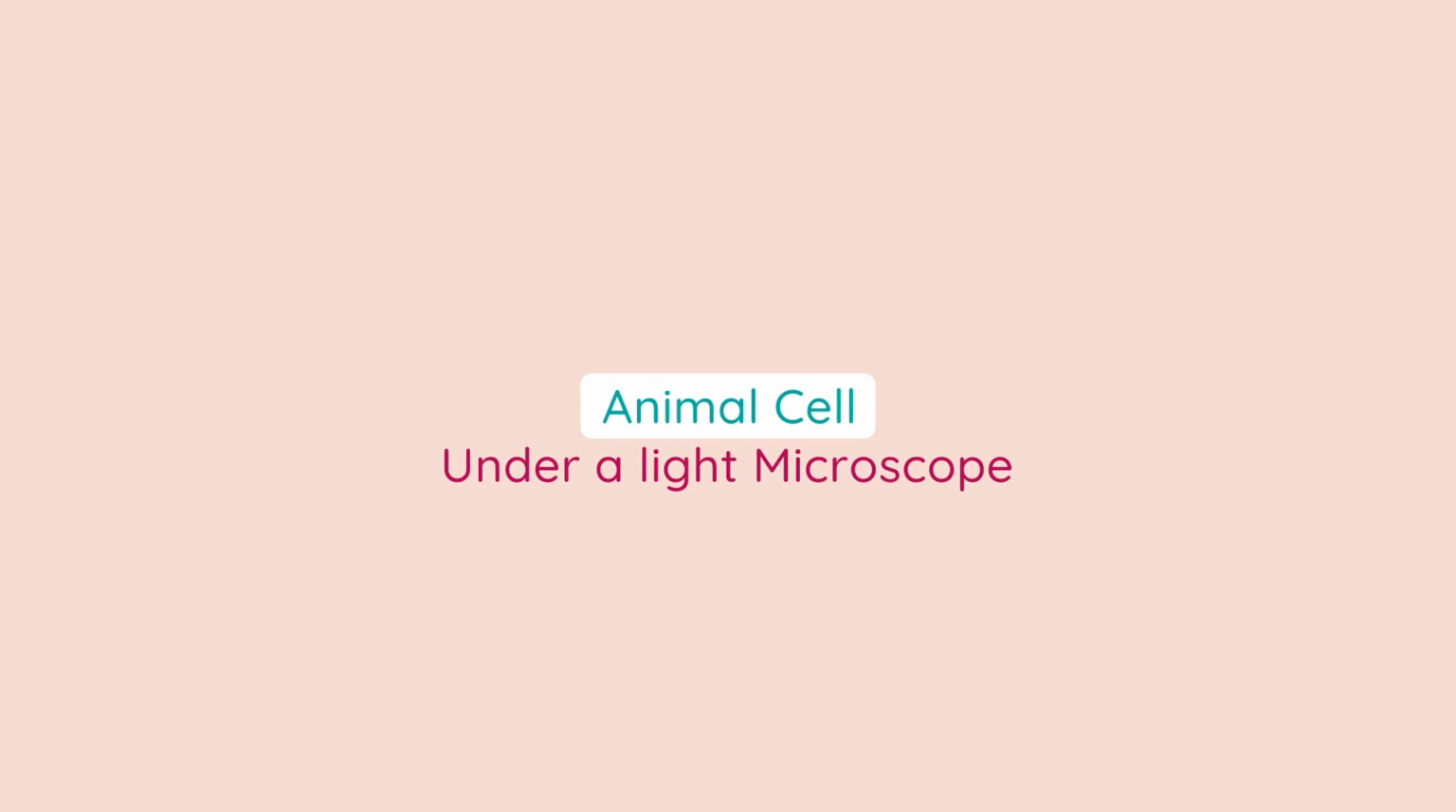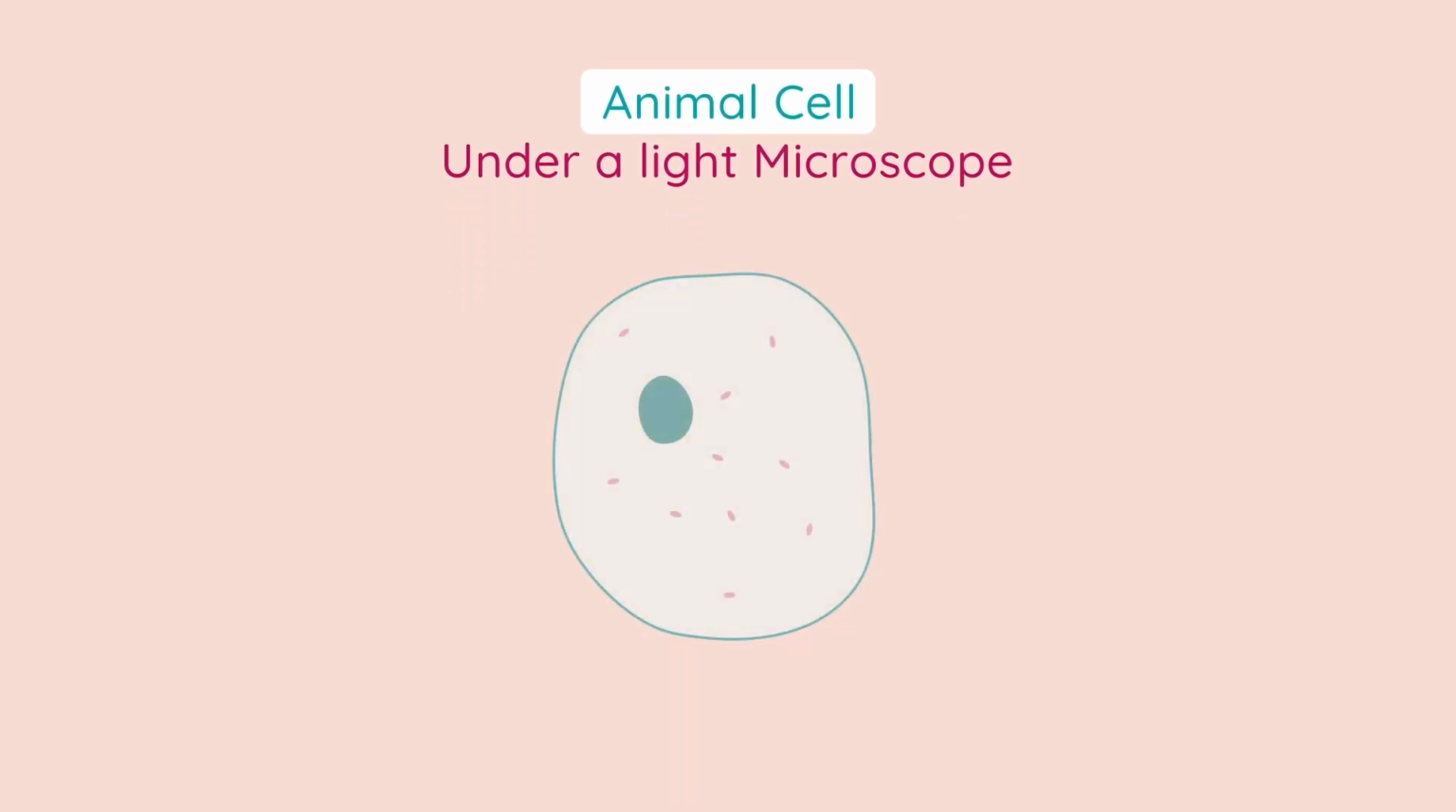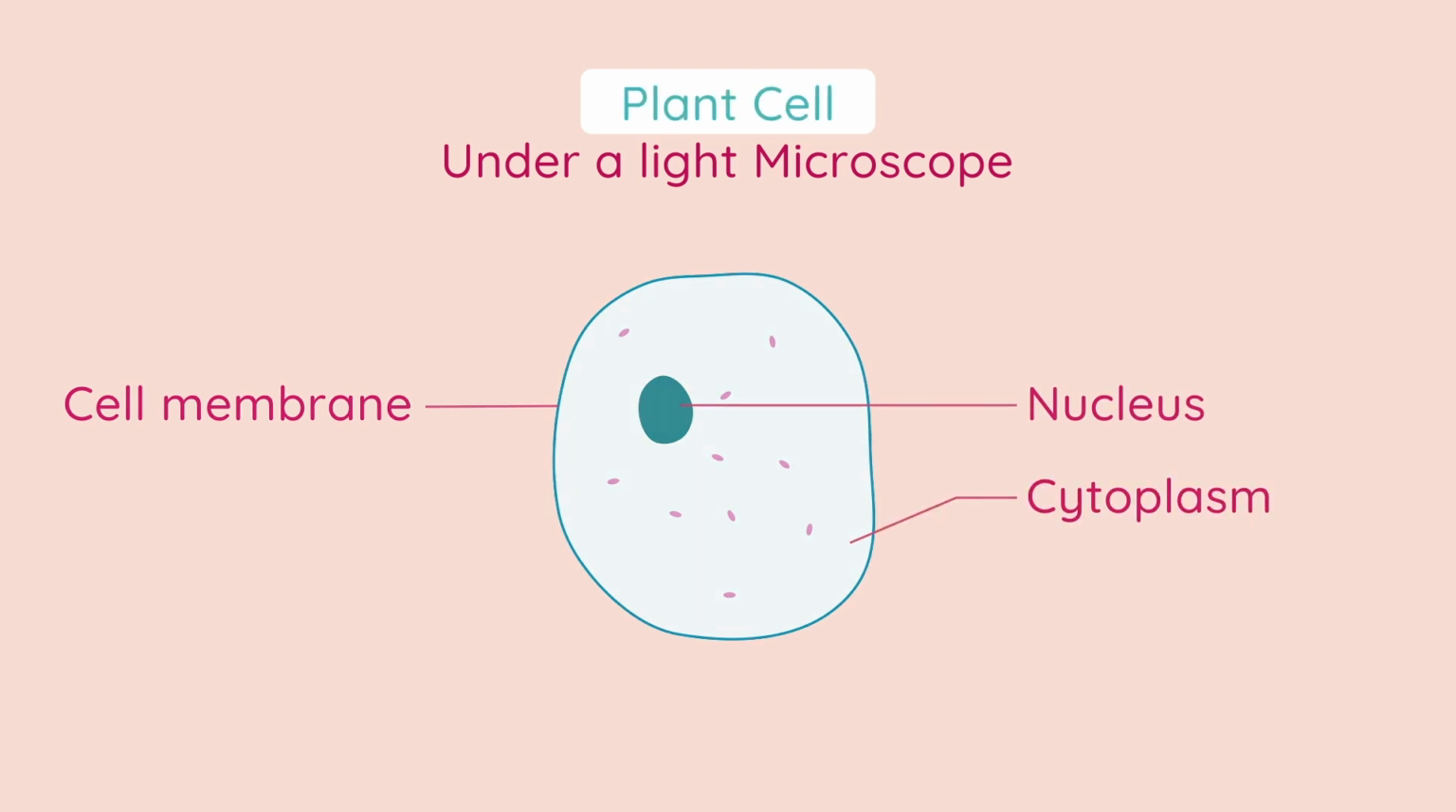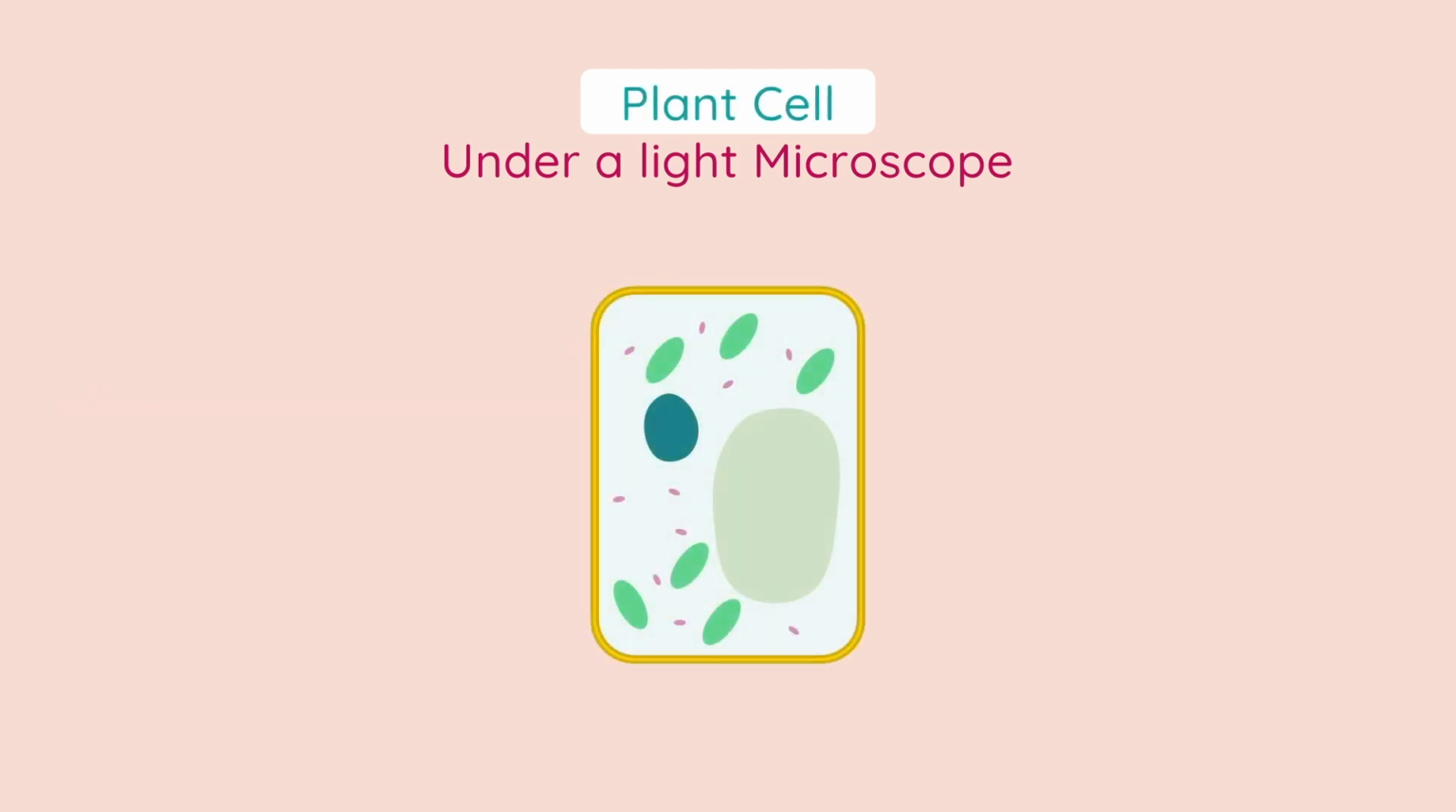Let's take a look here then at a typical animal cell as seen under the light microscope. You might already know these labels from Junior Cert. Here we have the cell membrane, the nucleus and the cytoplasm. The next image is a typical plant cell as seen under a light microscope. Again, we can see the cell membrane, nucleus and cytoplasm.